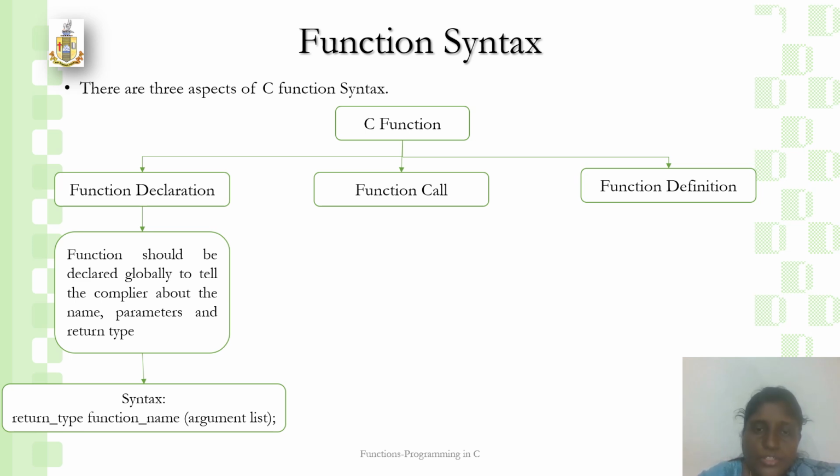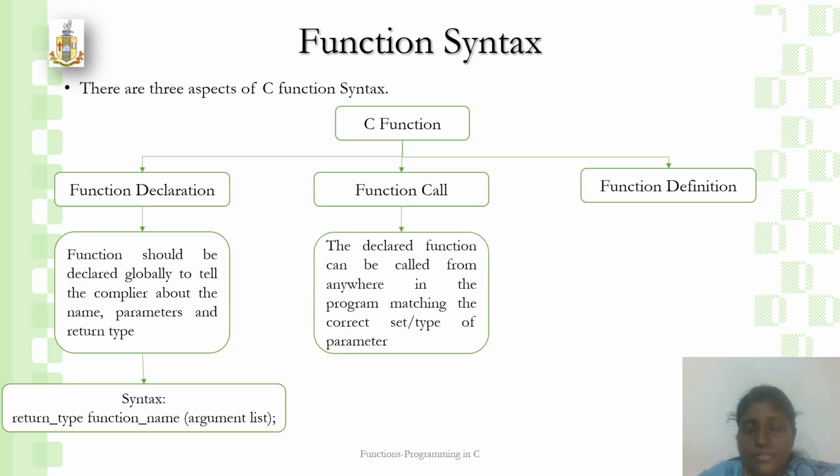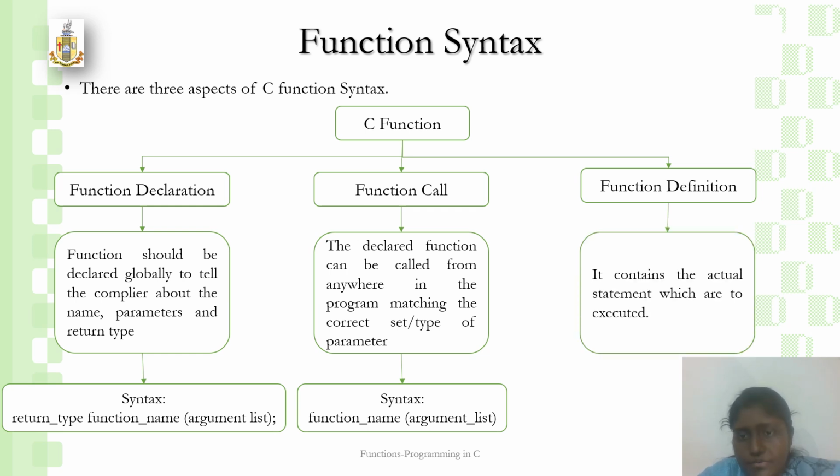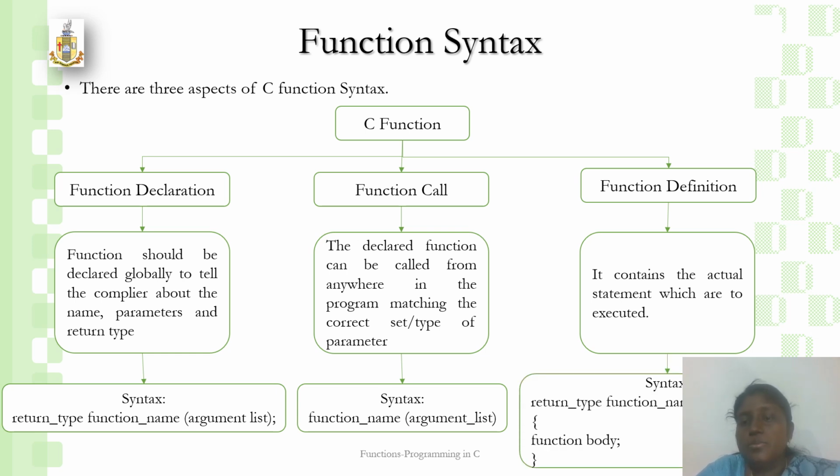Now after declaring the function, it has to be called with the help of the function call statement. So the declared function can be called. Remember, the function name we have declared should be exactly the same when calling it. And the syntax is function name and argument list. We have declared and we have called. And what the function actually has to do will be explained and elaborated in the function definition. The function definition contains the actual statements which are to be executed.